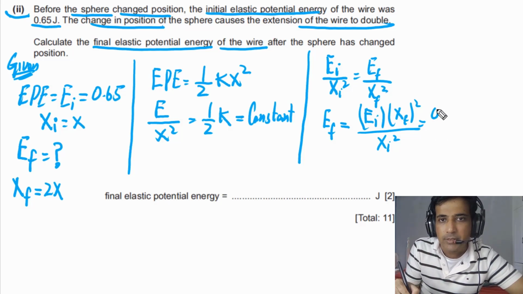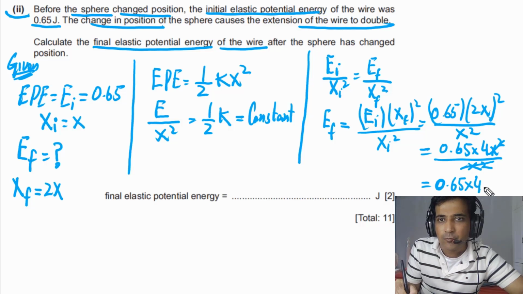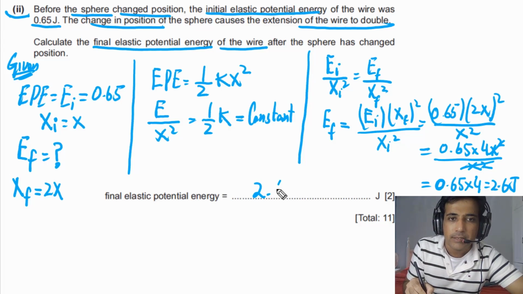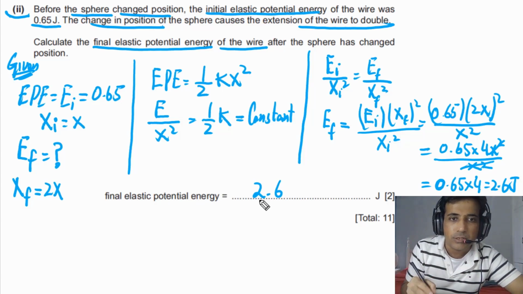Now simply we need to plug in values. E_I is given, that is equal to 0.65. X final is equal to 2x, and here we have only x squared. Now we need to simplify. So in this case we have 0.65 times 4x squared divided by x squared. So x squared we can cancel with x squared. We are left with 0.65 times 4, and this is equal to 2.6 joules, and this is our final answer. This is one way you can approach this problem, but you can also approach in different ways. So this is the simplest way to approach this problem.